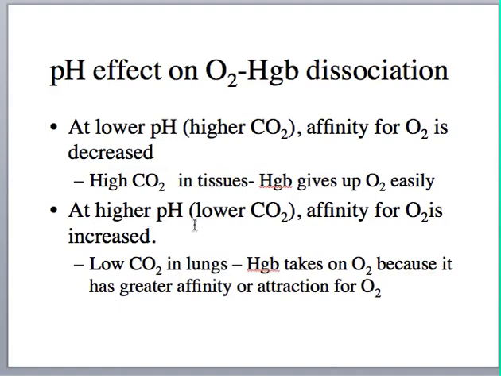Now, at higher pH or lower CO2, hemoglobin's affinity for oxygen is increased. So in the lungs, when we have a lower CO2 level, hemoglobin will take on oxygen because it has a greater affinity, a greater attraction, for oxygen. Again, this is very beneficial because in the lungs, that's where there's lots of oxygen, and it happens that hemoglobin has a greater affinity for oxygen at lower CO2 levels, which are the conditions in the lungs.